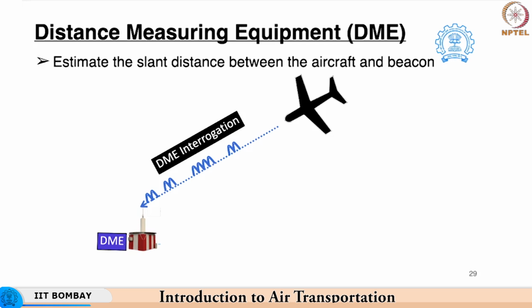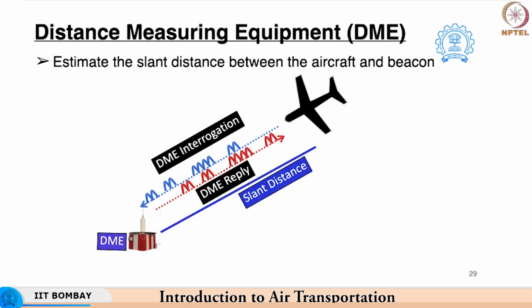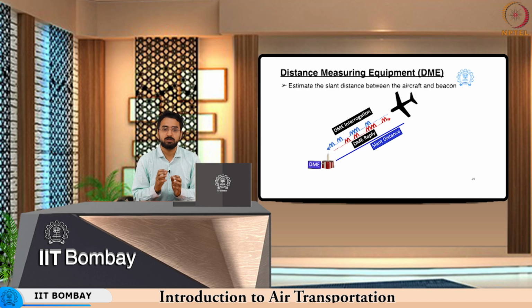The aircraft will send a DME interrogation signal to the ground station. Based on the receipt of this signal, the ground station will send a response signal, which is called the DME reply signal, and the equipment on board the flight will calculate the time difference between the transmission and receipt of the DME response signal. Based on this time difference, the DME will be able to calculate the slant distance, or the distance between the plane and the beacon.